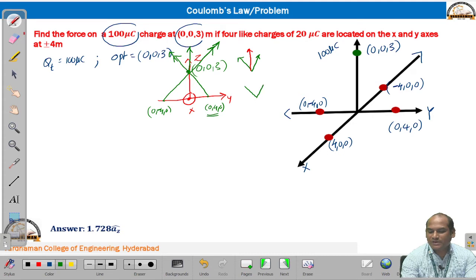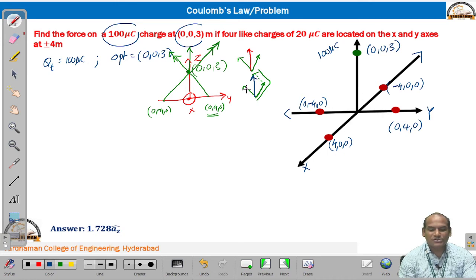So, this is one vector, this is another vector. How to add these two? We have to take the parallel vector for one vector, then for these two you can apply the vector addition rule, starting from the tail of the first vector to the head of the second vector. So, the resultant vector will be along the z direction. The same thing will be applicable for the remaining two charges on the x axis also. For that also we will have the resultant direction in the z direction only.